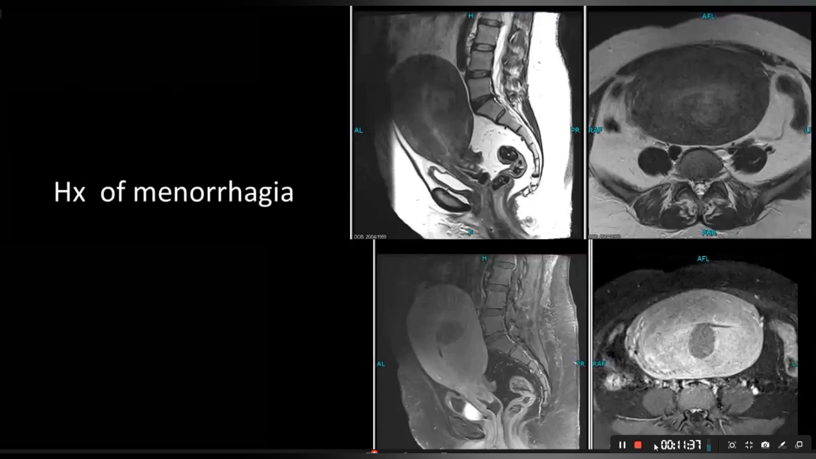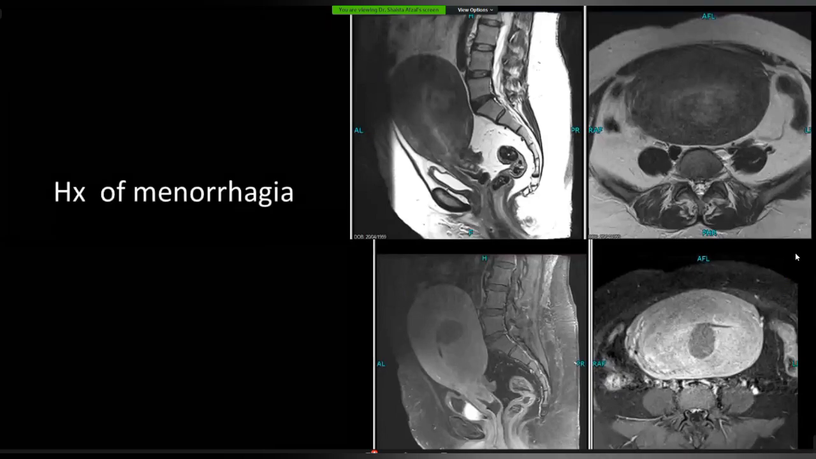So these MRI images show an enlarged uterus. As you all can see, it appears globular and enlarged, and there is diffuse thickening of the junctional zone. If the junctional zone is more than 12 millimeter, then you say that this is adenomyosis. Less than 8 millimeter, you can safely rule out adenomyosis. So there is an enlarged uterus with diffuse adenomyosis in keeping with the history of menorrhagia.